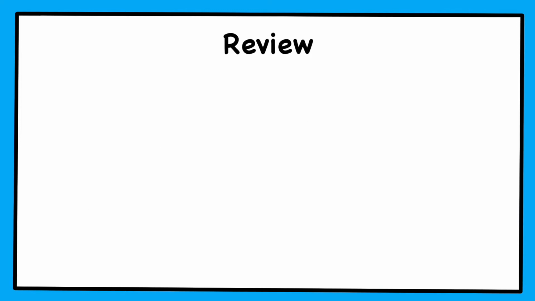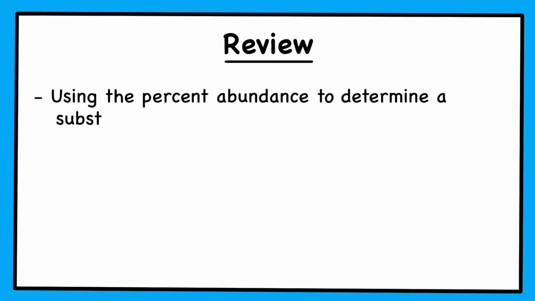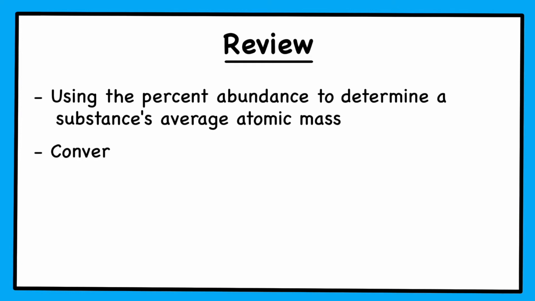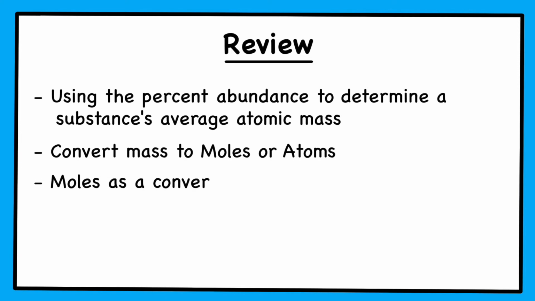Just to quickly review and tie our last two lectures together with this one, we have explored the concept of isotopes and utilizing the percent abundance to determine a sample's average atomic mass. We have also discussed how we can take a specific mass of a substance and convert it either to moles or atoms. Finally, we discussed the importance of moles as the universal conversion factor that allows chemists to relate one substance to another.